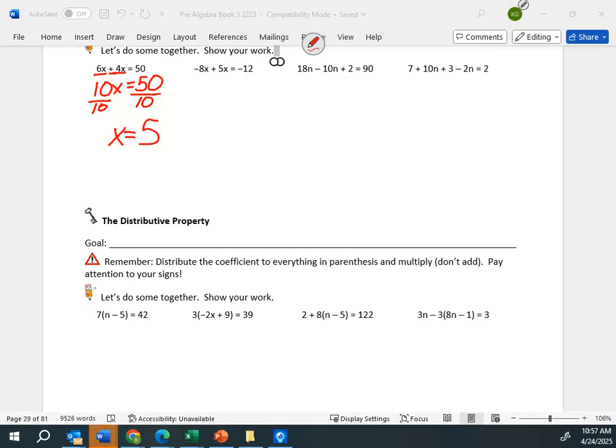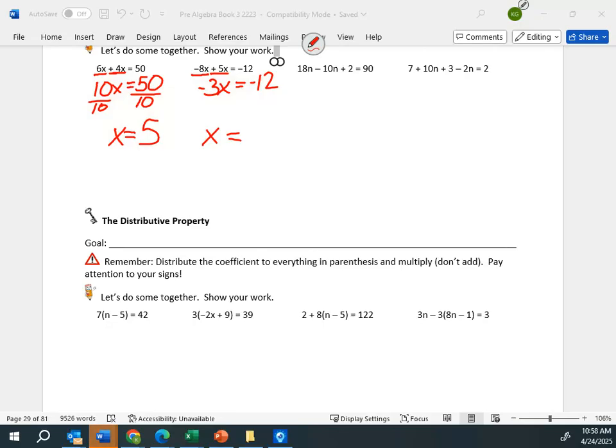Fallon, add the like terms. I've got a negative 8x and a plus 5x. When I combine that, what do I get? David? Negative 3x equals minus 12. So I have negative 3x and that equals my negative 12. I am solving. Remember, my final step is to find what x equals. So what does x equal?